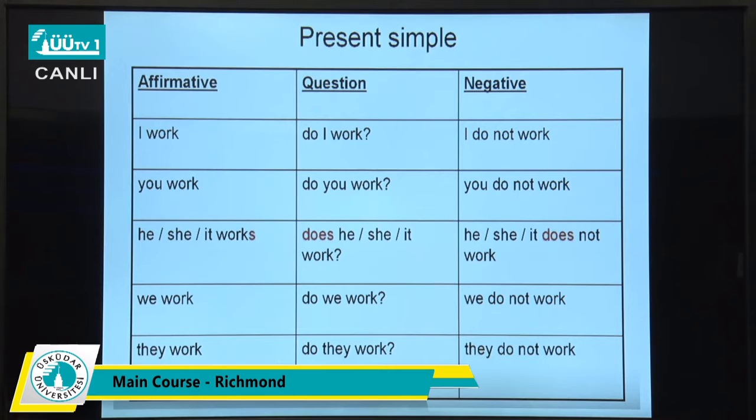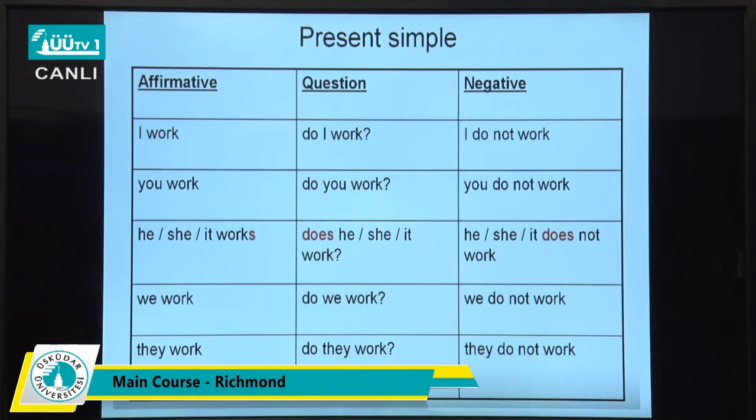Let's look at the question forms. Do I work? In present simple tense, we use do and does to structure sentences. Do I work? Do you work? And again, with he, she, and it, we use does instead of do because we need the S. Does he work? Does she work? Does it work? And again, with they and we use do. Do we work? Do they work?